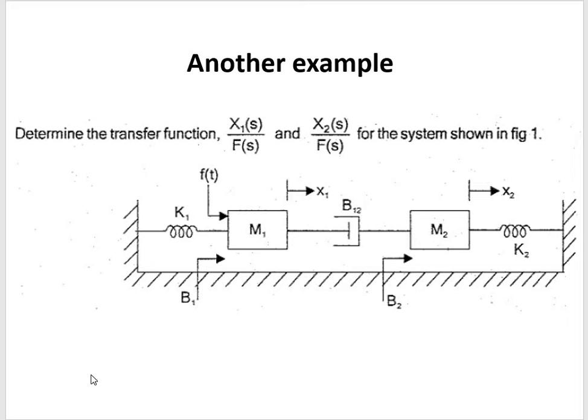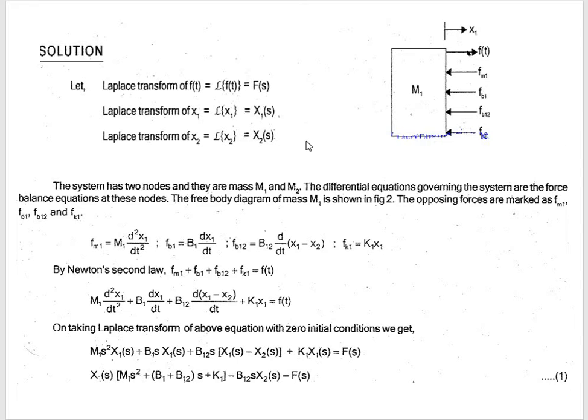In that they are asking to determine the transfer function x1 of s divided by f of s and x2 of s divided by f of s of the system that is shown in figure. Here we have two masses, therefore we have to find out the two transfer functions relevant to the two masses. The displacement relevant to the first mass is x1 and the displacement relevant to mass 2 is x2. Total force we have already, it is f of t. Now we go for a solution.